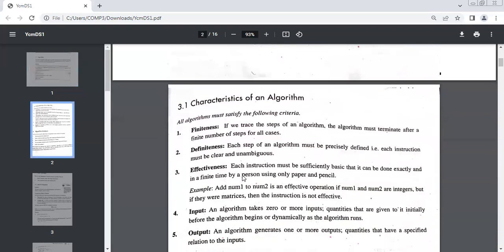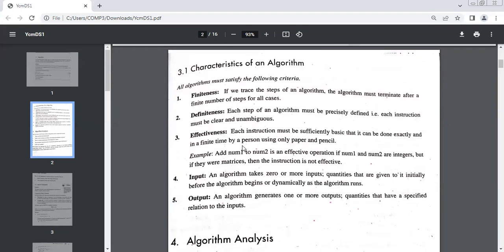Now, what are the main characteristics of an algorithm? All algorithms must satisfy some criteria, and these criteria are known as the characteristics of an algorithm. The first characteristic is finiteness. What is meant by finiteness? If we trace the steps of an algorithm, the algorithm must terminate after a finite number of steps. That means every algorithm must contain a finite number of instructions.